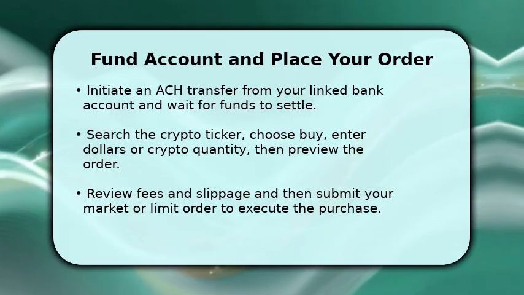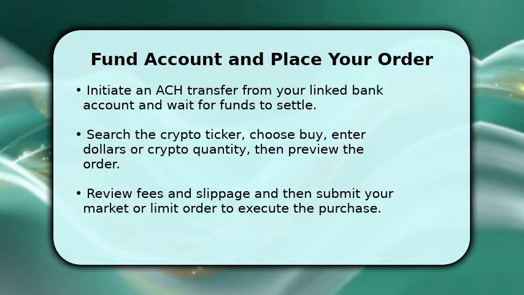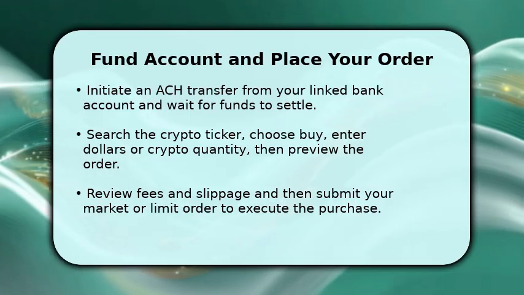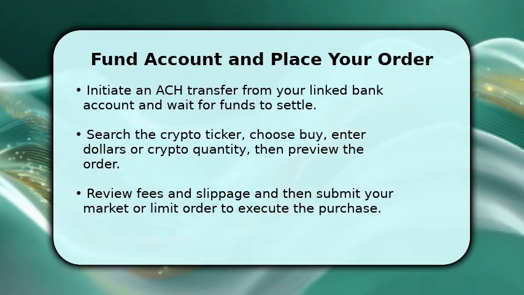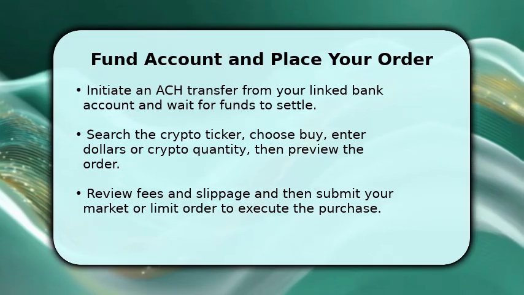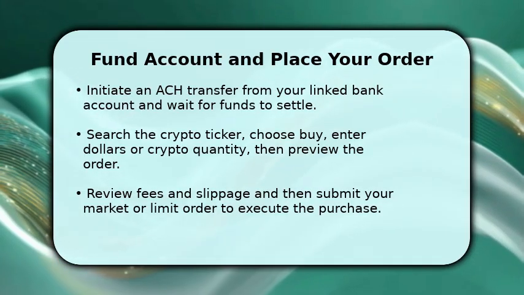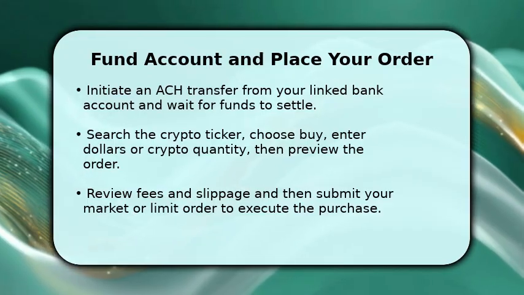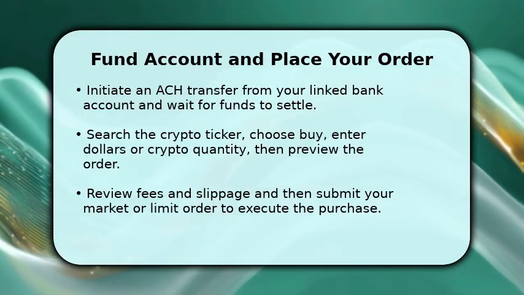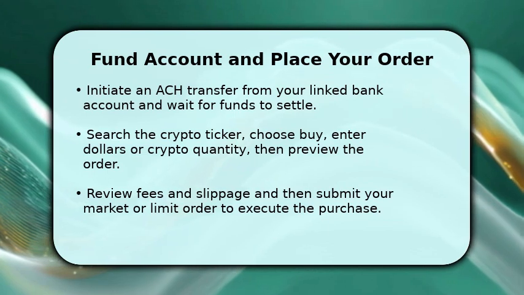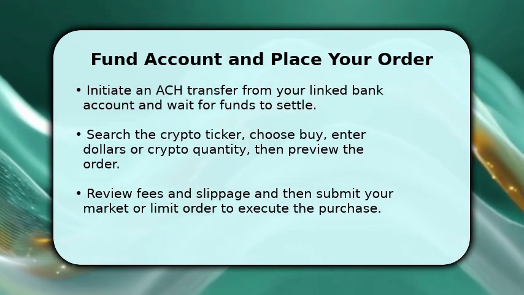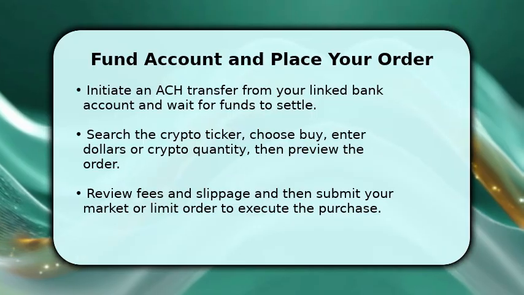In the Trade app or web platform, search the crypto ticker symbol, choose Buy, and decide whether to enter the dollar amount or a crypto quantity. The interface will preview estimated units. Review fees, spread, and potential slippage in the order preview. Then submit a market order for immediate execution or a limit order to set a target price for execution.